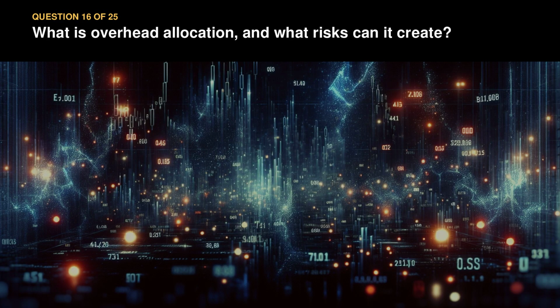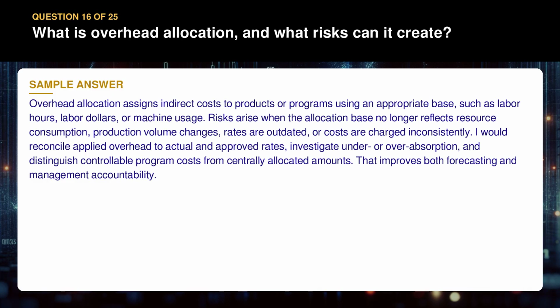Question 16. What is overhead allocation, and what risks can it create? Overhead allocation assigns indirect costs to products or programs using an appropriate base, such as labor hours, labor dollars, or machine usage. Risks arise when the allocation base no longer reflects resource consumption, production volume changes, rates are outdated, or costs are charged inconsistently. I would reconcile applied overhead to actual and approved rates, investigate under or over absorption, and distinguish controllable program costs from centrally allocated amounts. That improves both forecasting and management accountability.